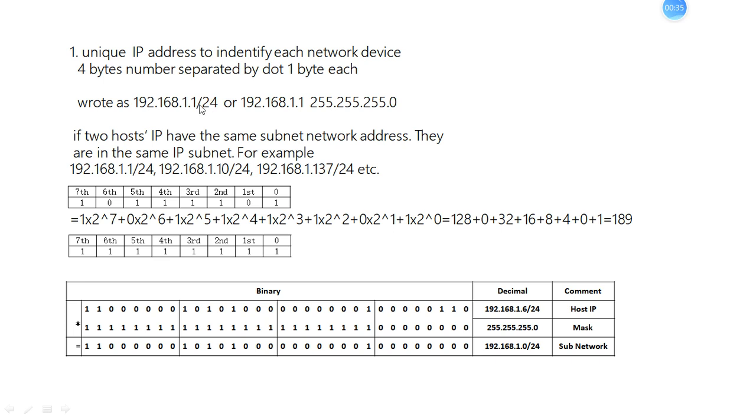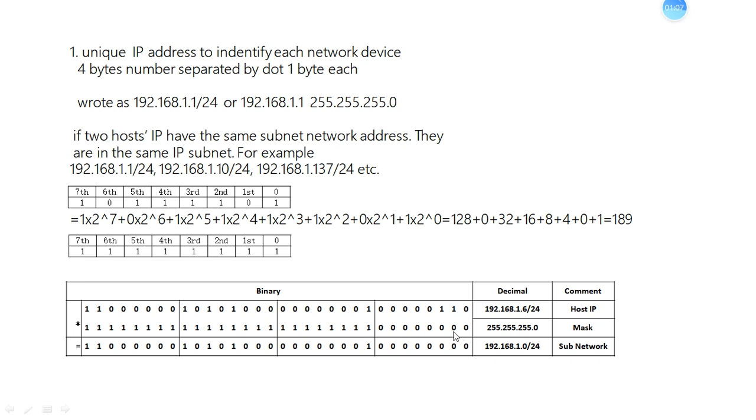192.168.1.1/24. /24 is the mask. That means there are 32 bits in total in the IP address. The first 24 bits are all ones in binary format, right? You can see this is /24: 24 bits of 1 and 8 bits of 0.